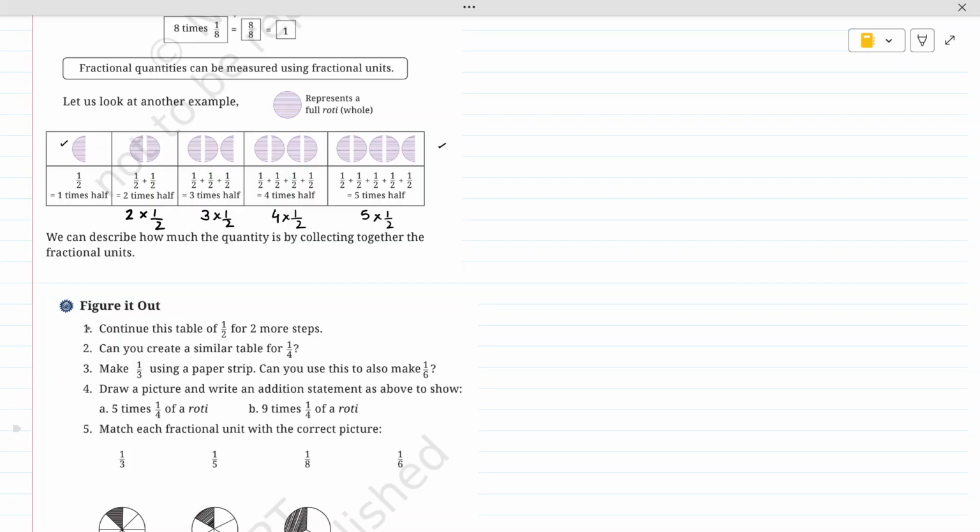Now in the figure we have the first question: continue this table of half for two more steps. So if we continue this further, next what will we get?